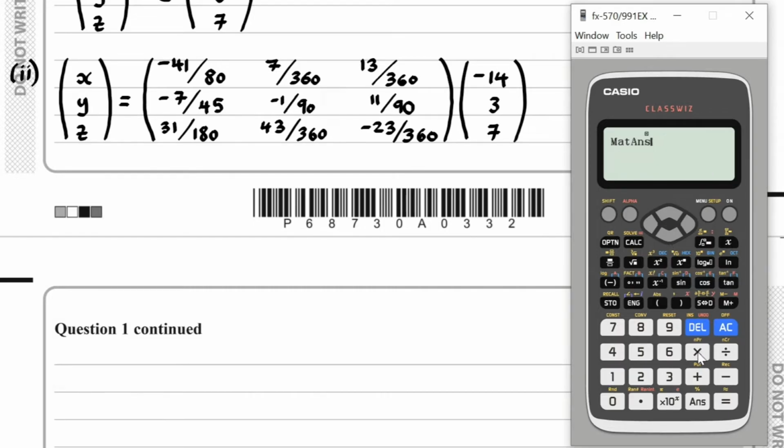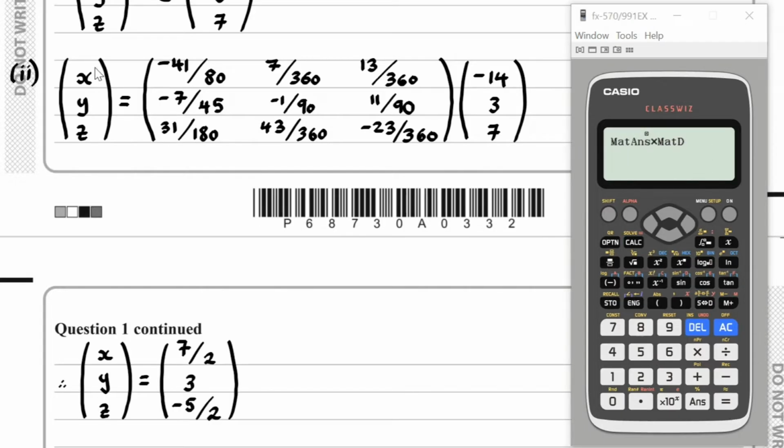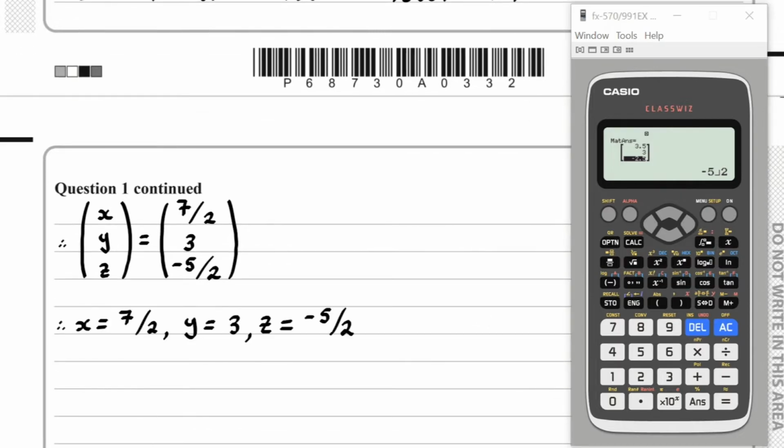If we work out what that is, we've got C inverse, which is stored into our matrix answer, and then we multiply this by the matrix D. If we do that, we end up with 7 over 2, 3, and minus 5 over 2. And so at this point, we can conclude x is equal to 7 over 2, y is equal to 3, and z is equal to minus 5 over 2.